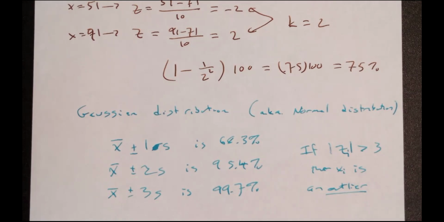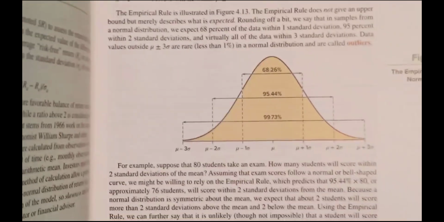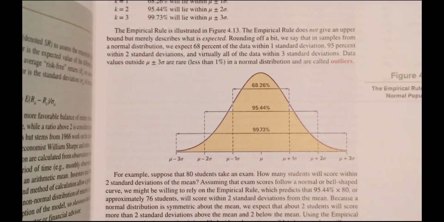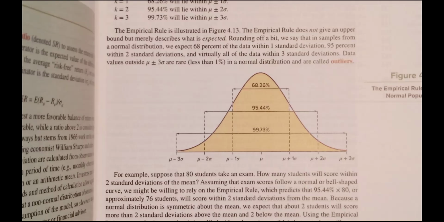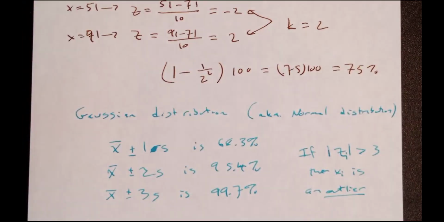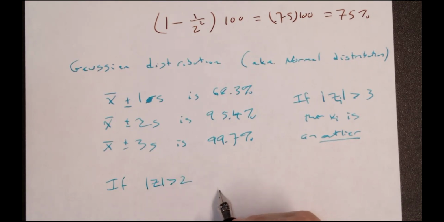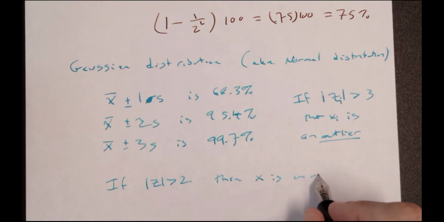Somehow, though, the stuff between 2 and 3 standard deviations, that looked really small in the picture also, didn't it? Between 2 and 3 standard deviations, those are these little pieces, right? Those are pretty small as well. So if you're in there, that's pretty unusual. Let's use that as a definition. If the absolute value of z is bigger than 2, then x is unusual.